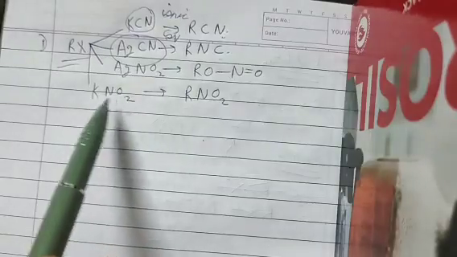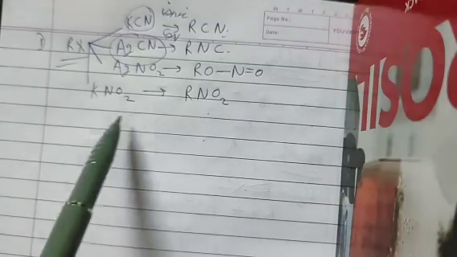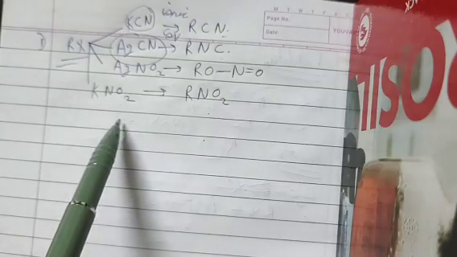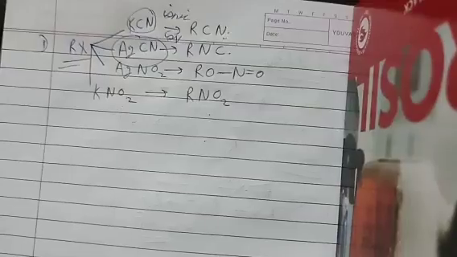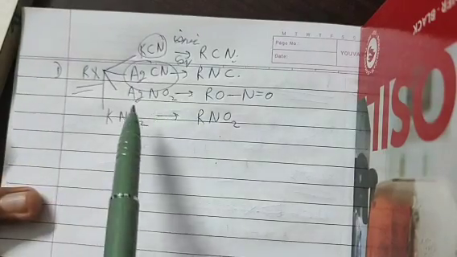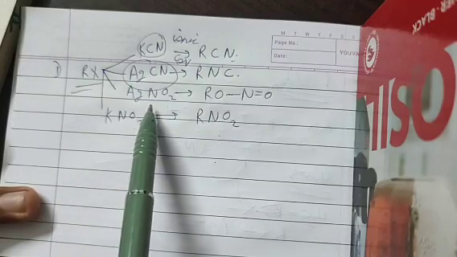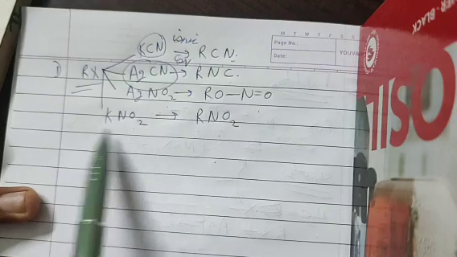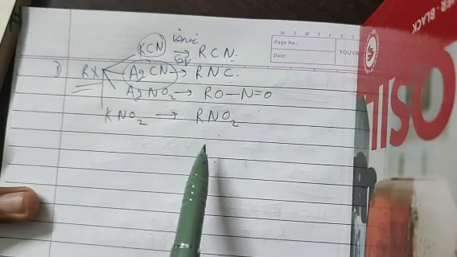Now in the case of AgNO2 and KNO2, here we are getting alkyl nitrite and with KNO2 we get nitroalkane. This is because again KNO2 is an ionic compound and AgNO2 is a covalent compound. In the case of AgNO2, being covalent, oxygen acts as the nucleophile and we get alkyl nitrite. But in the case of KNO2, which is ionic, nitrogen acts as the nucleophile and we get nitroalkane.